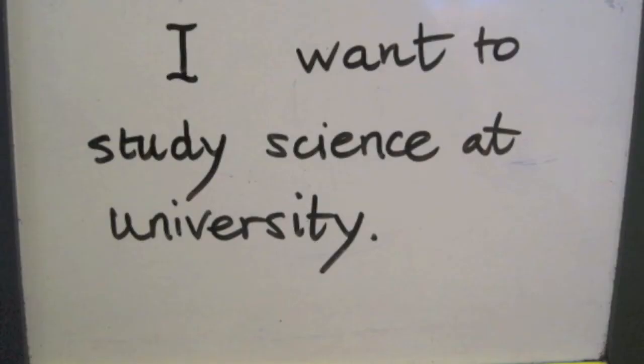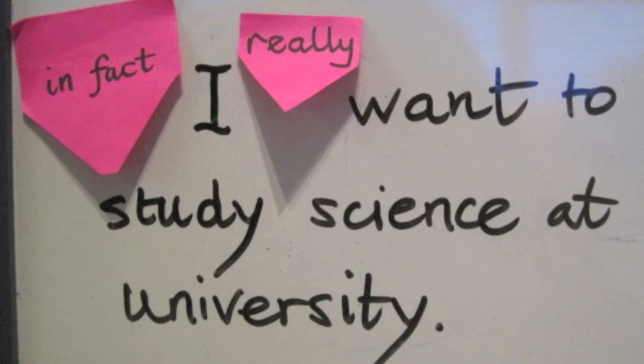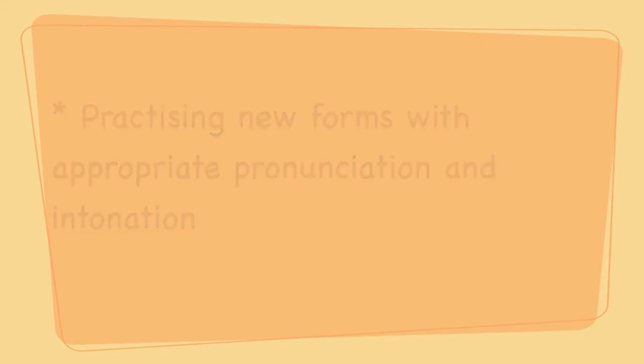I want to study science at university. I really want to study science at university. In fact, I really want to study science at university. Eventually, you can set up short model exchanges, which can be practiced. We are now at the third planning element stage, practicing new forms with appropriate pronunciation and intonation. These dialogues should be short enough to fit on a whiteboard or to be printed large on an A4 sheet.